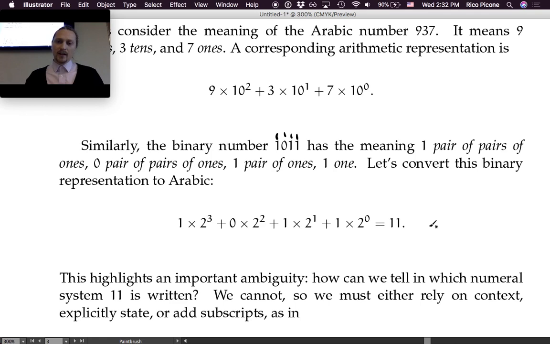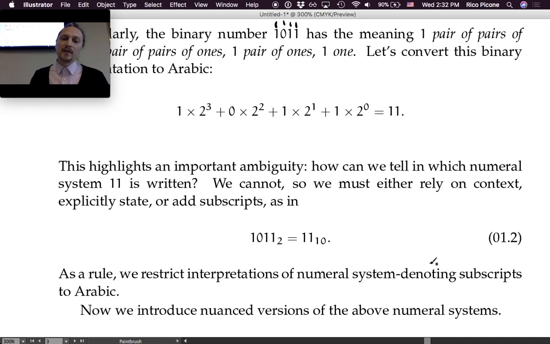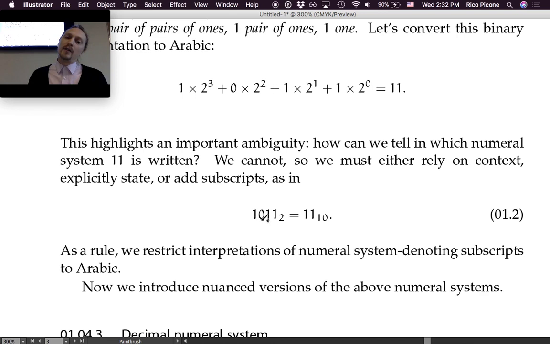This highlights an important ambiguity. How can we tell in which numeral system 11 is written? We cannot. So we must either rely on context, explicitly state it, or add subscripts, as in this case. This is the way we would want to write it to make sure there's no ambiguity. In binary, it's 1011. In base 10, it's 11. So you put the subscript of the base on there, just so that you know.